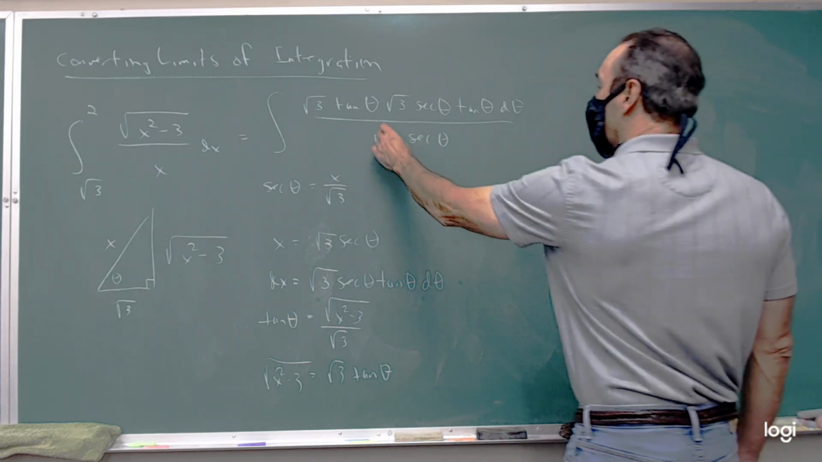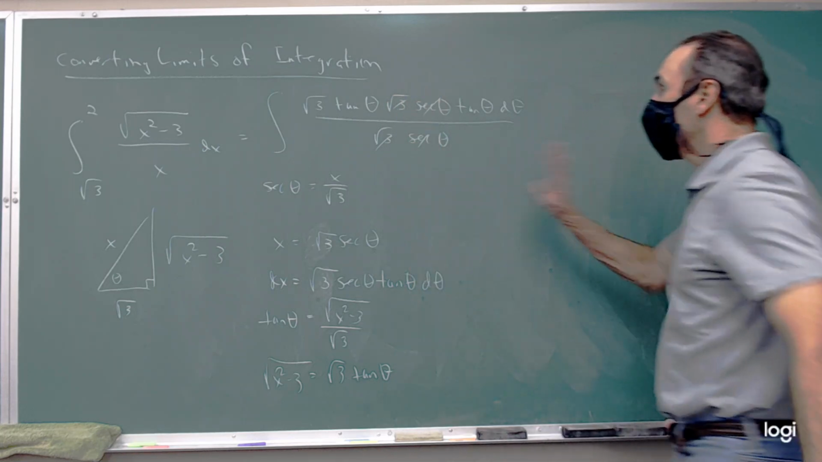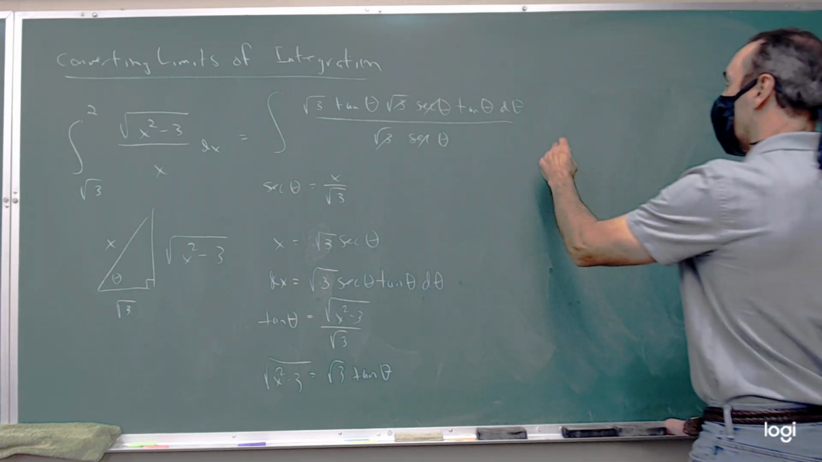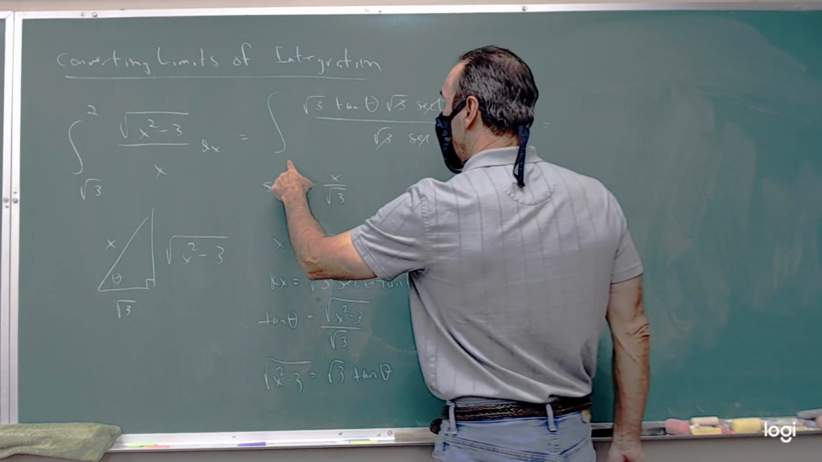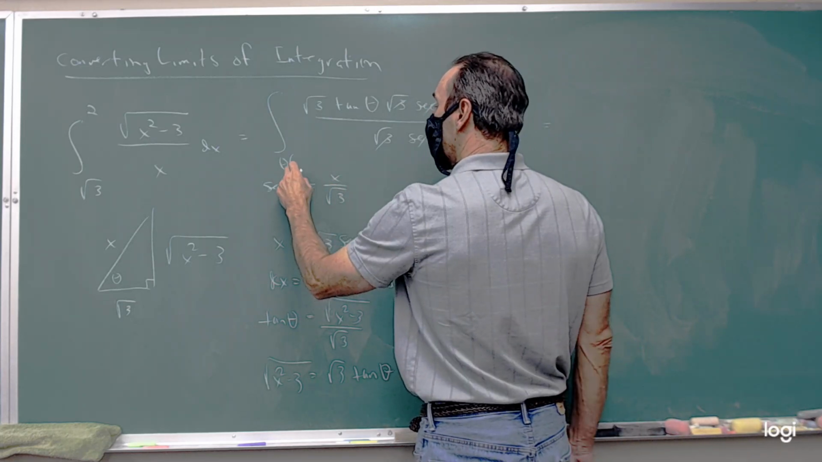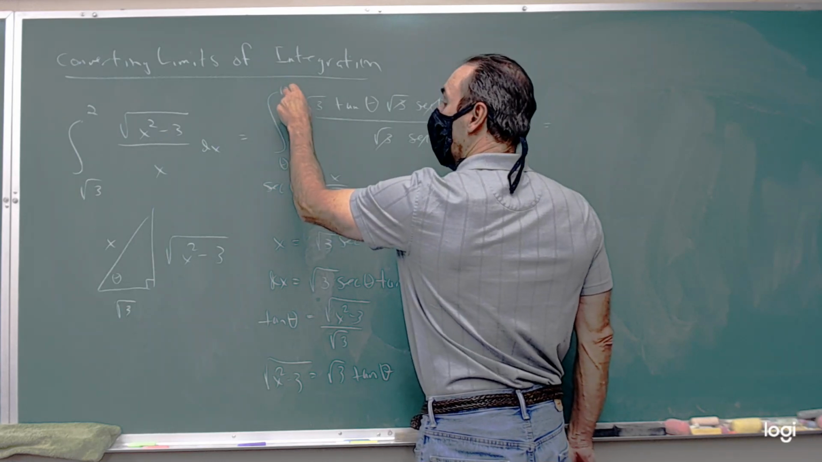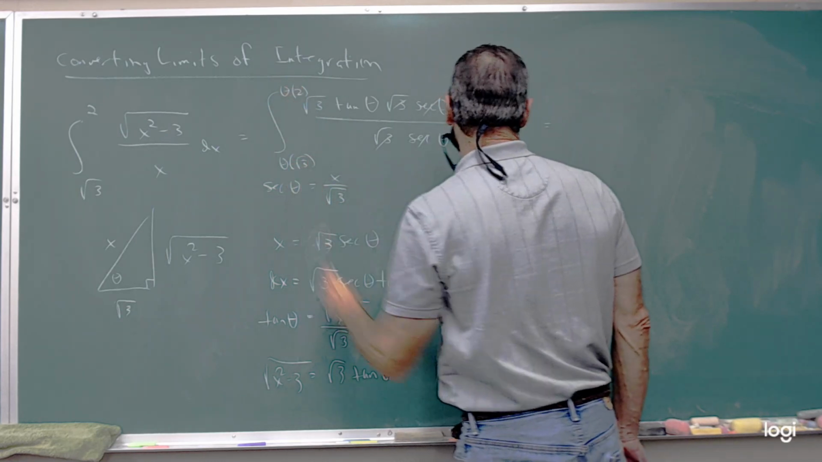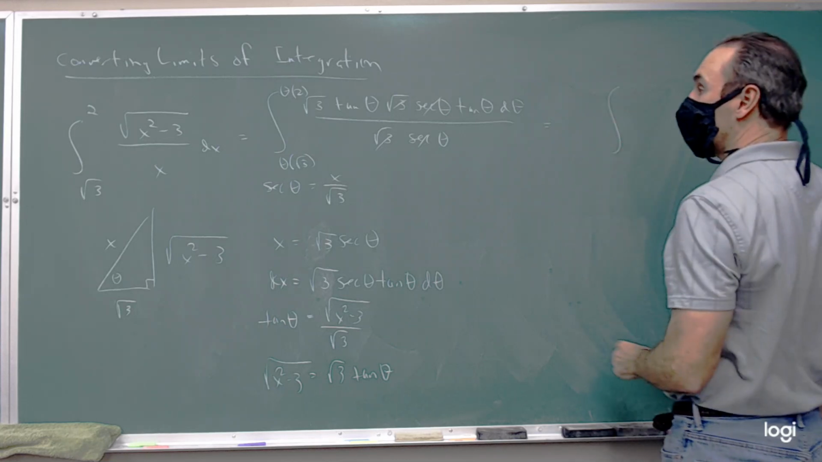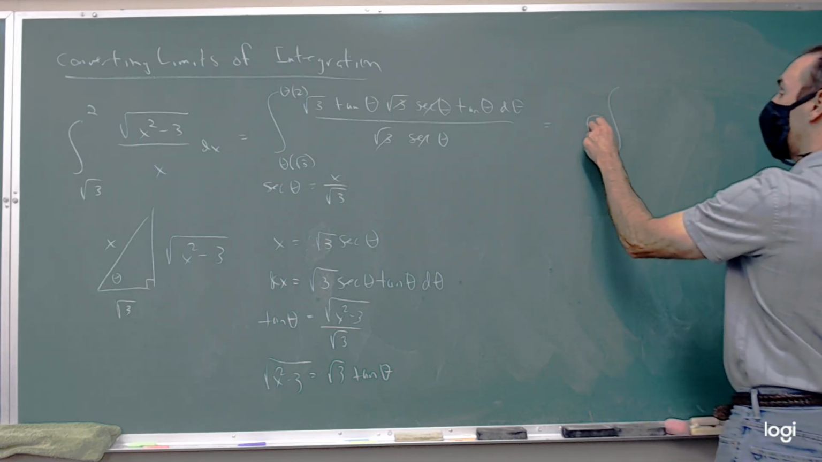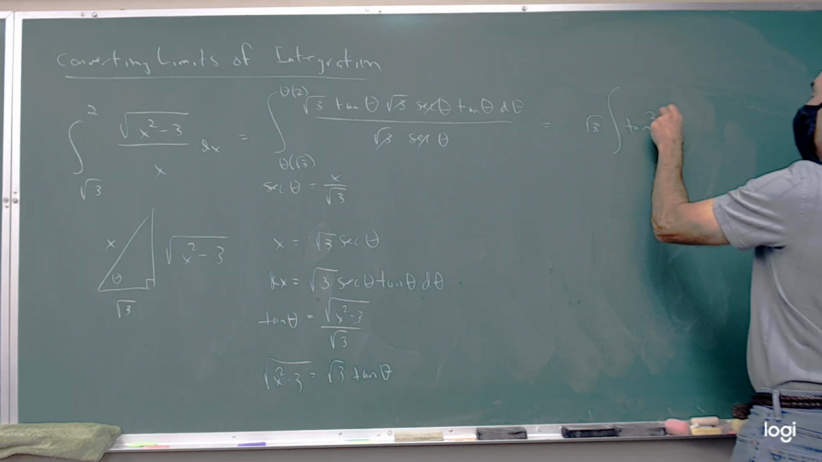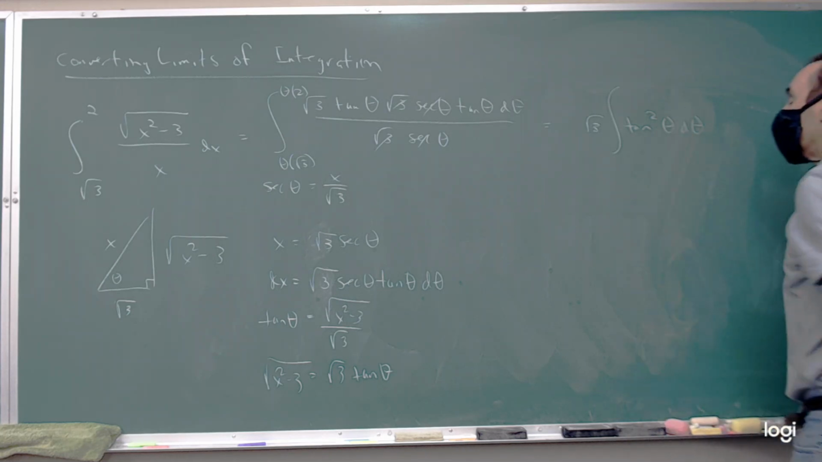So this part is easy enough, but let's hold on a minute. We're going to take theta of square root of 3 and theta of 2, so we're going to come back to those. So this will be just our square root of 3 coming out. Our tangent squared theta d theta we'll talk about in a moment.